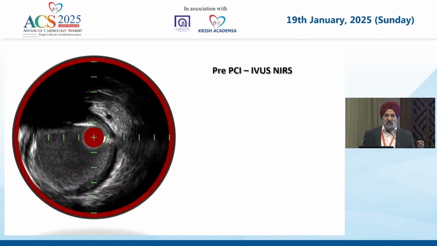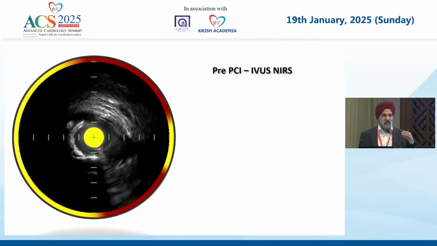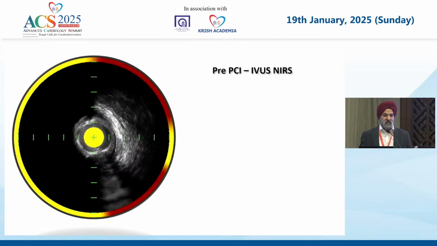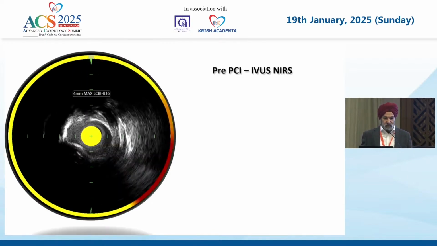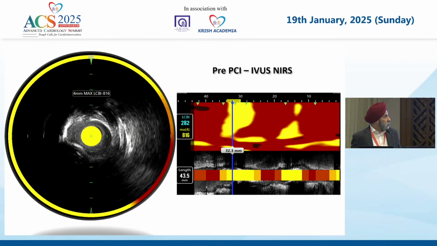We don't need any specialized atherectomy tools. This is a deformable nodule as defined on IVUS. The IVUS shows a lot of lipid here, and no wonder his score was very high. 816 was the max LCBI score. That means the lipid pool in this calcific so-called plaque or nodule was to the tune of 81%.